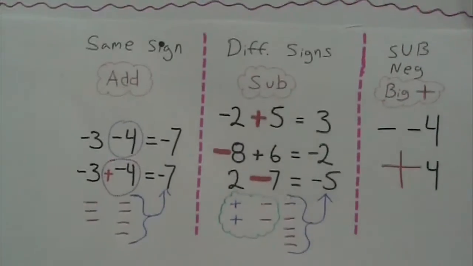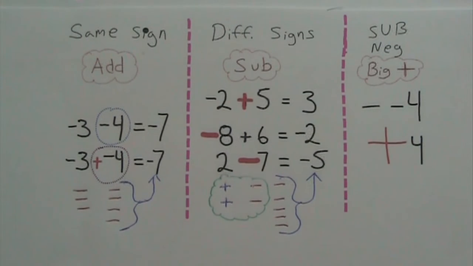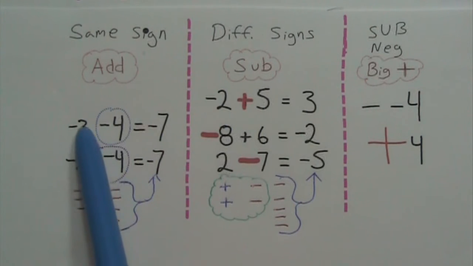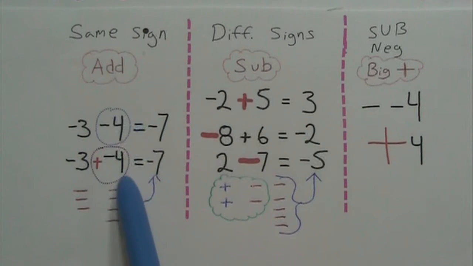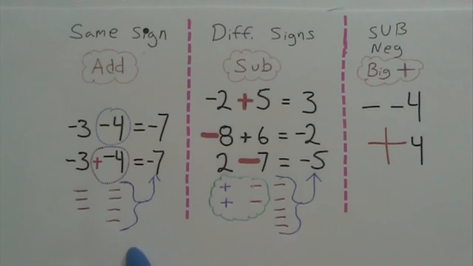Now, when we're combining, or adding and subtracting integers, think of it that way. If they're the same sign, like you have two negatives, and remember that minus is the same thing as adding a negative, then you just add the numbers. So 3 negatives and 4 negatives makes 7 negatives.